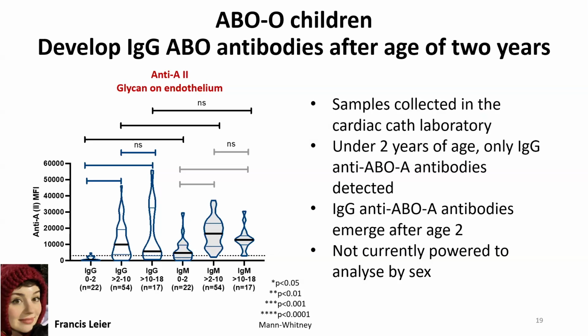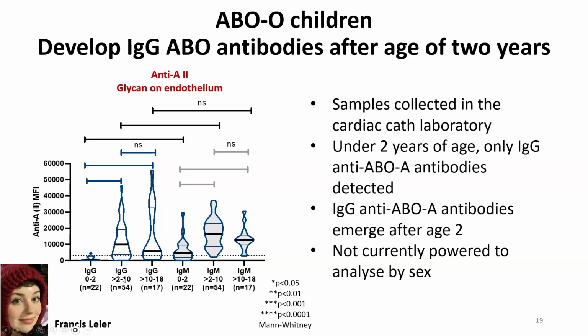So using this population of children who are not perfectly healthy, but undergoing procedures in the cardiac cath lab, not for transplantation purposes, allowed us to study this with a lot more clarity. What you can see here in this image are blood group O children who, when they're under 2, have essentially negative levels of IgG antibody, but have some IgM antibody developing in that time period.